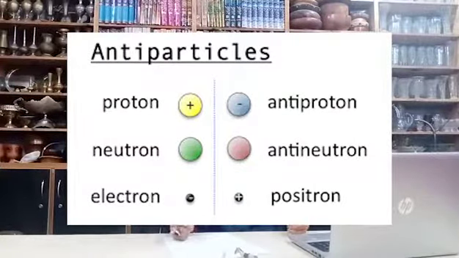For example, for the electron there would be an antielectron, or a positron, which has the same mass as the electron but with a positive charge. So it was his prediction about the positron. Now let's get to know how the positron actually got discovered.